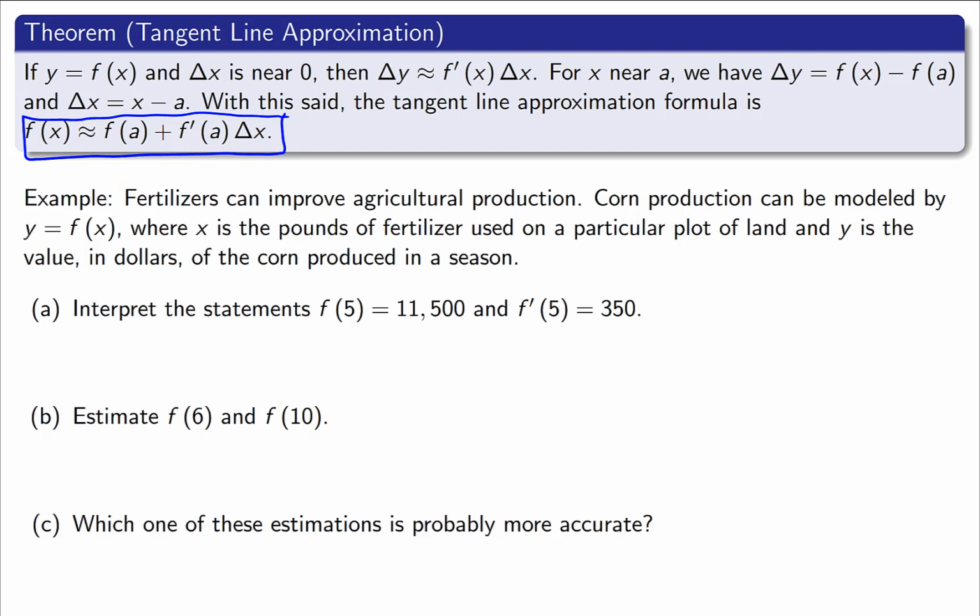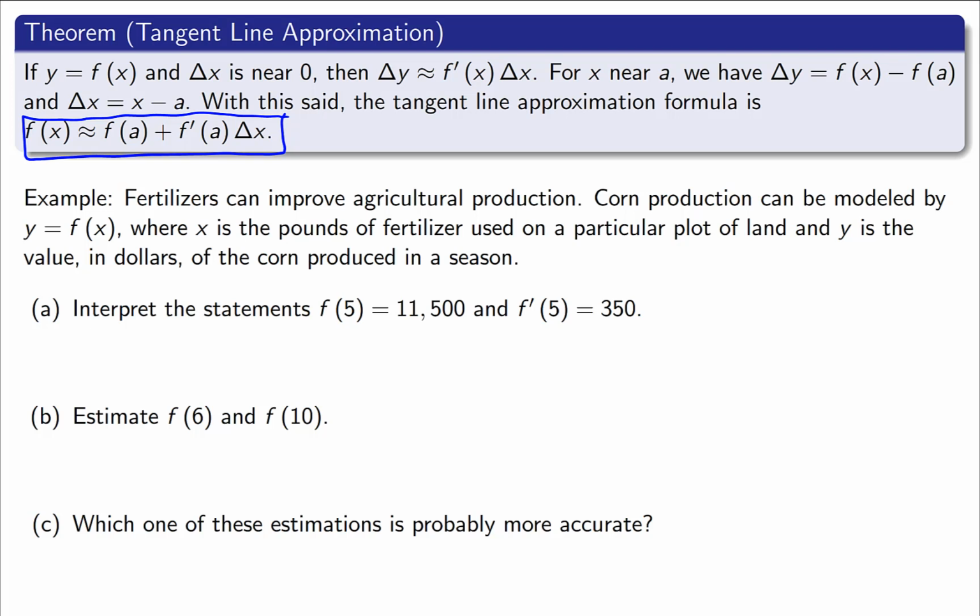Fertilizers can improve agricultural production. We all know that they definitely help. So corn production in this case will be modeled by y equals f of x. X is the pounds of fertilizer used, and y is the value of the corn produced in that season. This is some really good fertilizer in this example. Just look at the numbers.